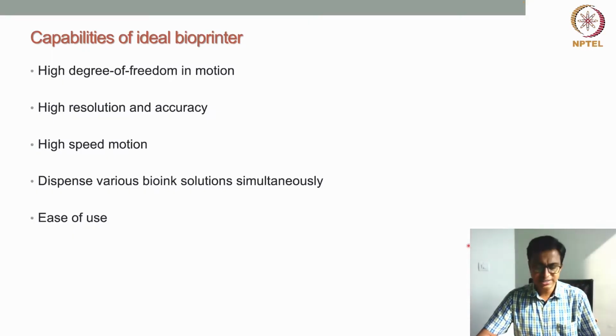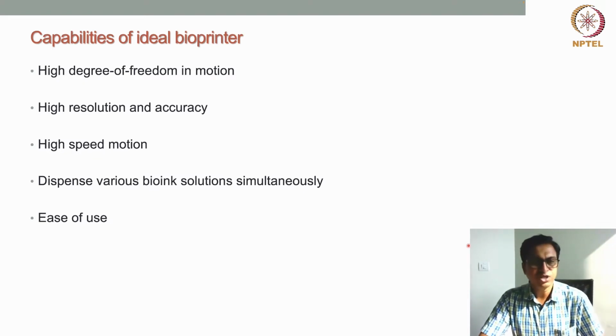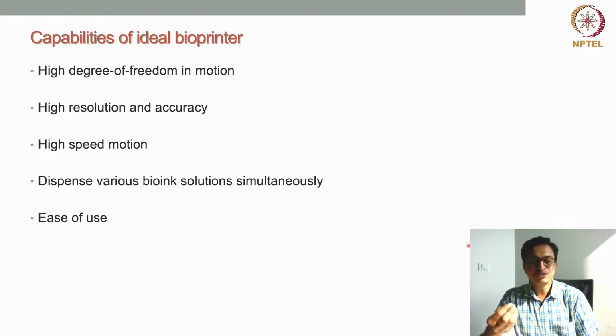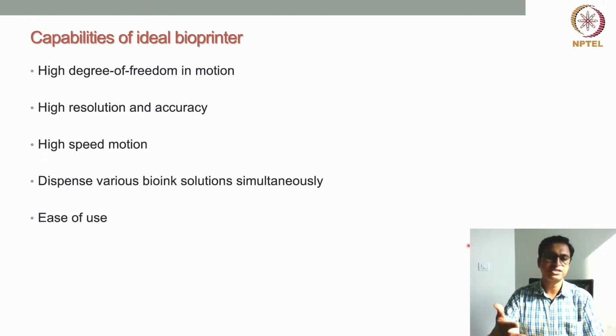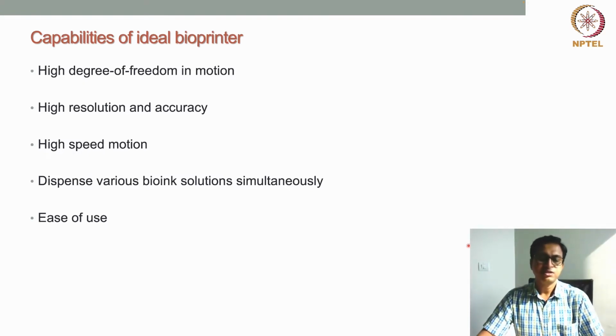So let us now discuss, at this stage you probably have a better idea of the different types of bioprinting technologies available and what the capabilities of all these different types of bioprinters are. Now let us discuss what should be the capabilities of an ideal bioprinter. Suppose I want to use a bioprinter, what are the things it should have so that I can freely use it for any of my bioprinting work.